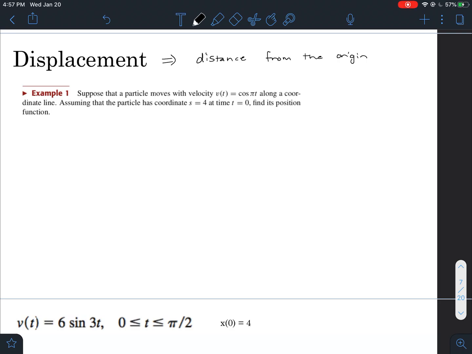So suppose a particle moves with the velocity function v of t equals cosine pi t along a coordinate line. Assuming that the particle's coordinate, the displacement, is 4 at time equals 0, find its displacement or position function. So if we're given velocity and we want to get back to displacement, we have to integrate. So the integral of velocity is going to be your displacement function plus some constant c. So to find our displacement function, we're going to integrate cosine pi t dt.